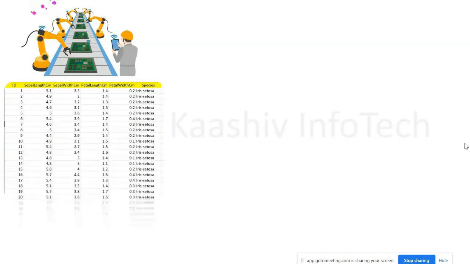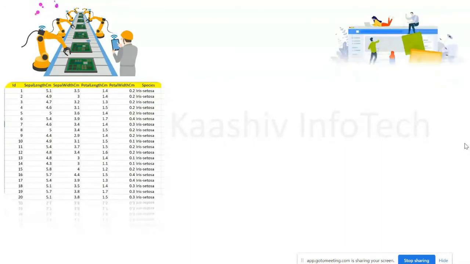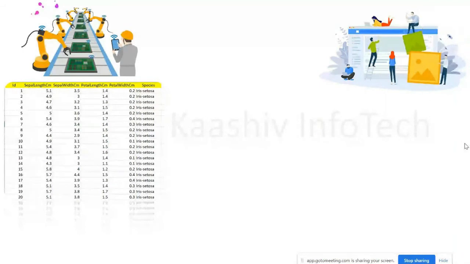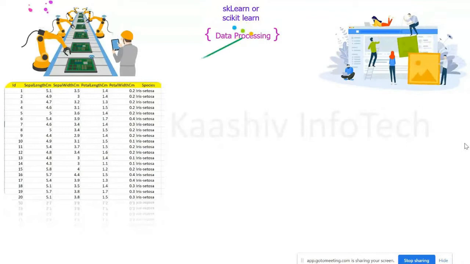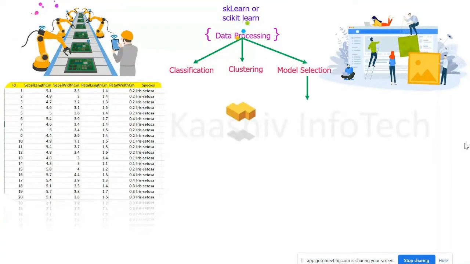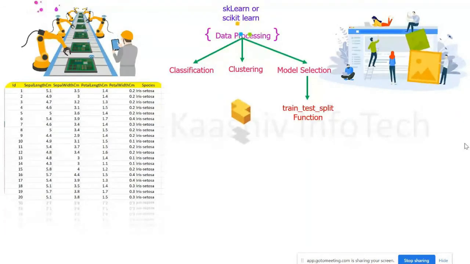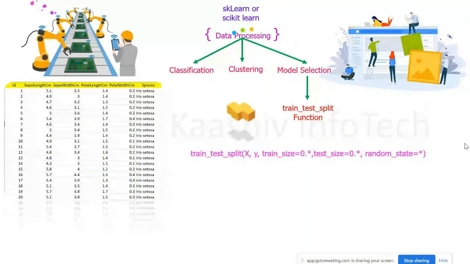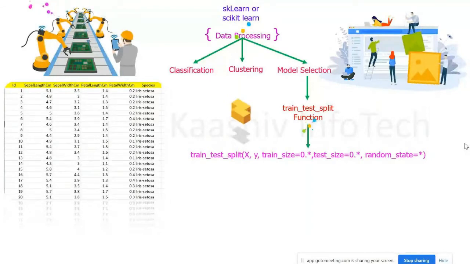Now let's talk about model selection. Before talking about model selection, we need to talk about sklearn. Scikit-learn is used purely for data processing. Apart from that, it has a lot of other features also, but the major thing is data processing. As you know, we got classification, clustering, model selection. So these areas are there.